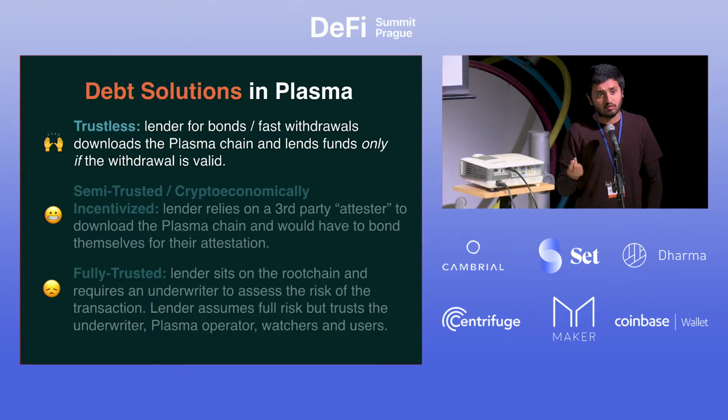And of course, there's definitely an interest or risk associated with it. So the lender can risk assess the user who is withdrawing based on their past history of withdrawals.